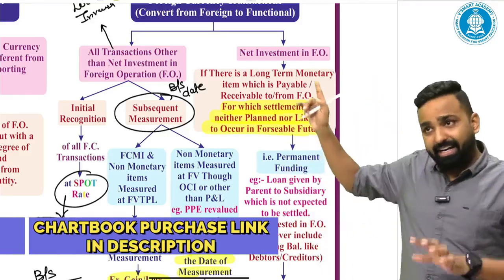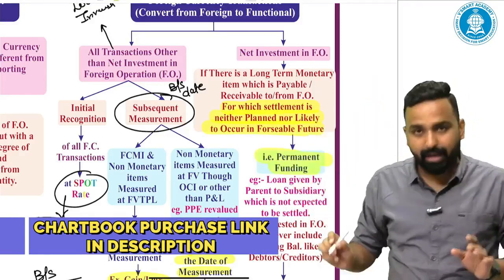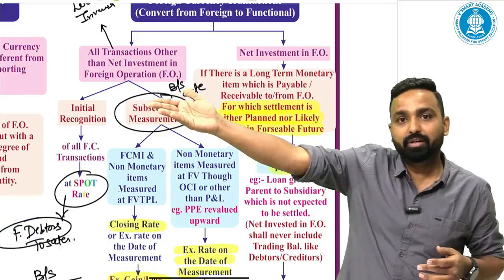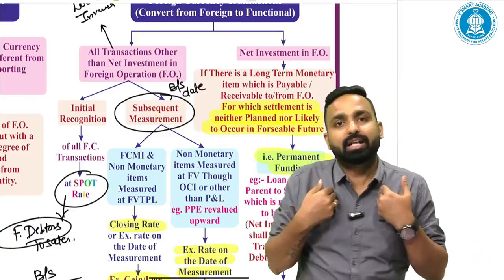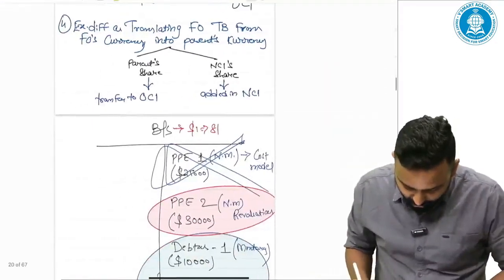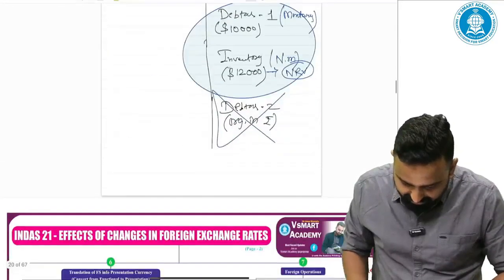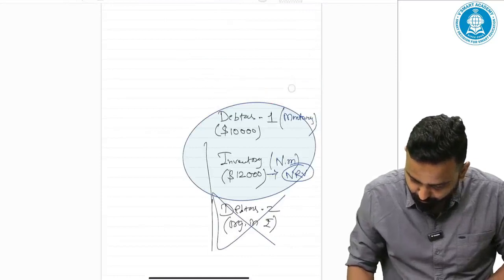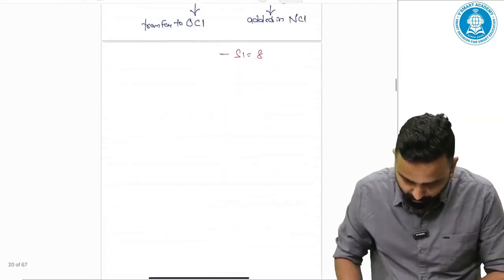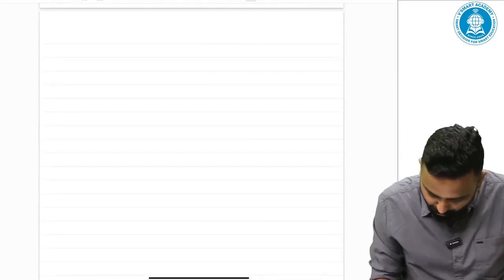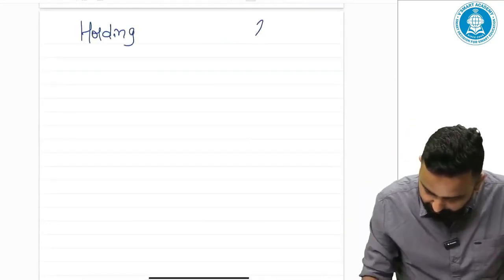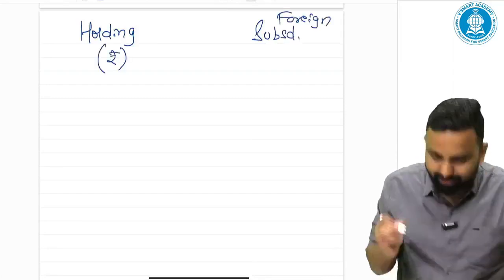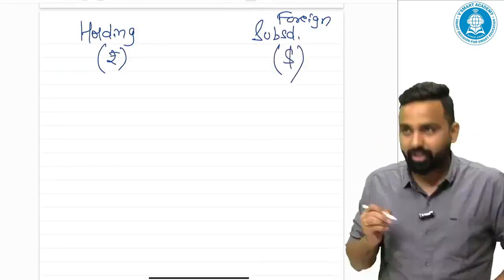Now, if it is the case of permanent funding, what will happen? See, I am the parent. I have given a loan to the foreign subsidiary in rupee and I have rupee as my functional currency. Now let's understand the same through one example. Suppose there is one holding company and one foreign subsidiary. The holding company has rupee as functional currency, the subsidiary has dollar as functional currency.